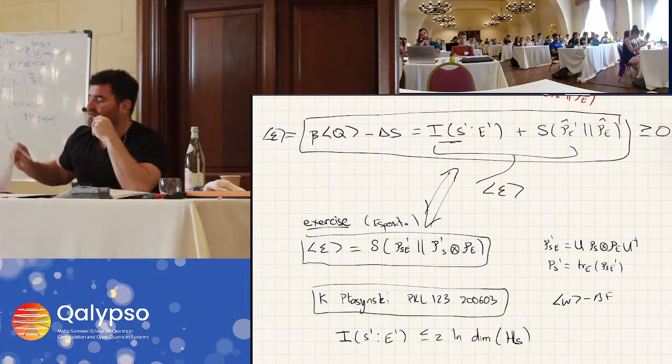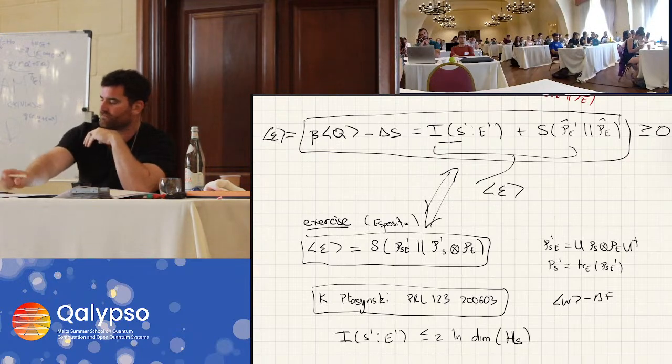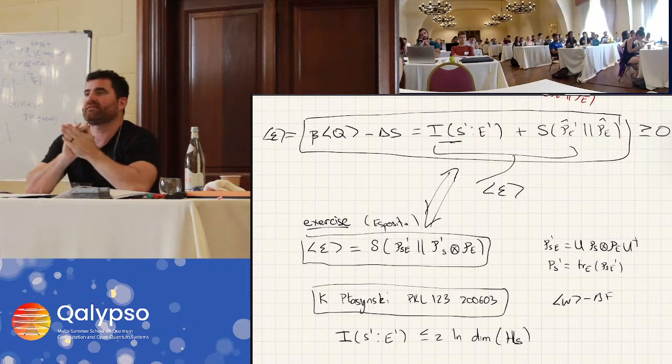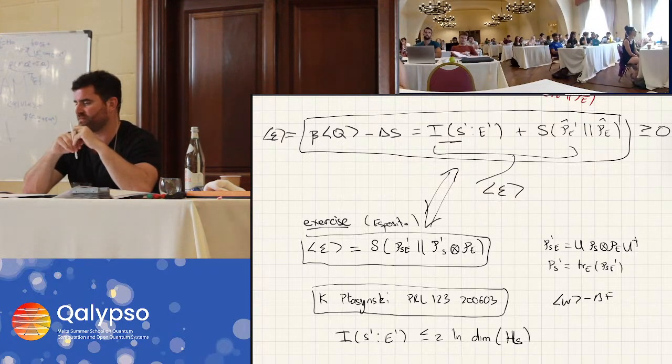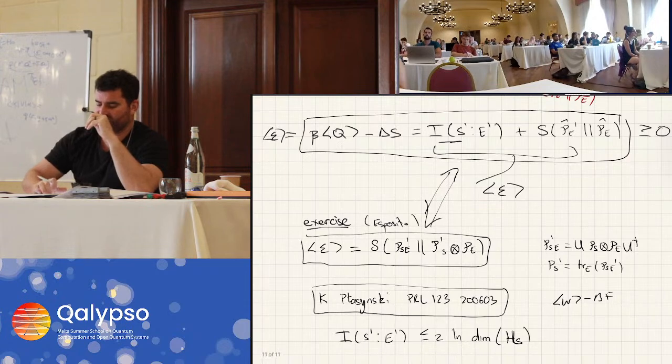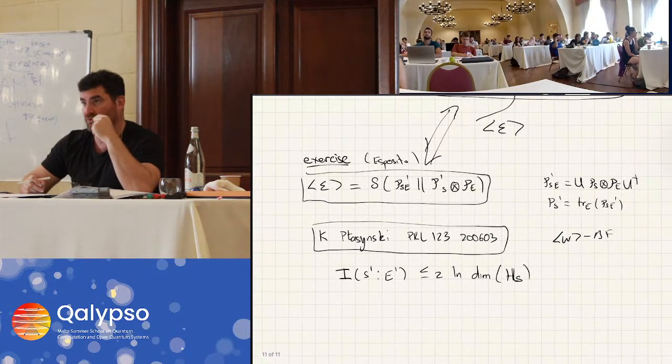Okay, so I want to go on to a multiple bath scenario next. So this is a single bath system. The only assumptions are a thermal state for the environment and an arbitrary state for the system. But you can also see that a lot of interesting things happen when you put in multiple baths, okay?